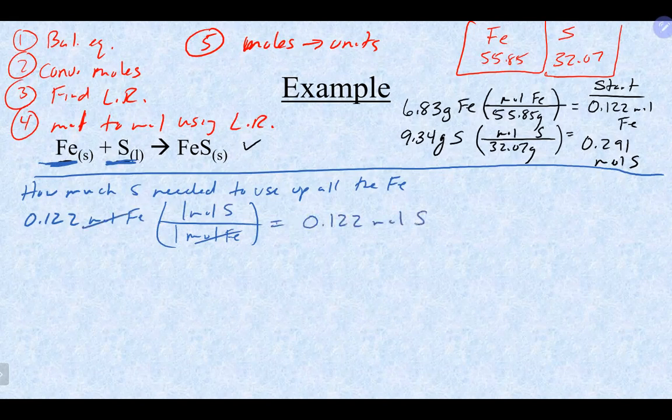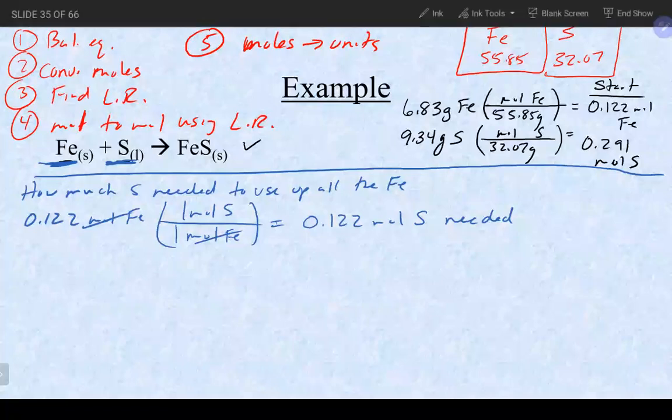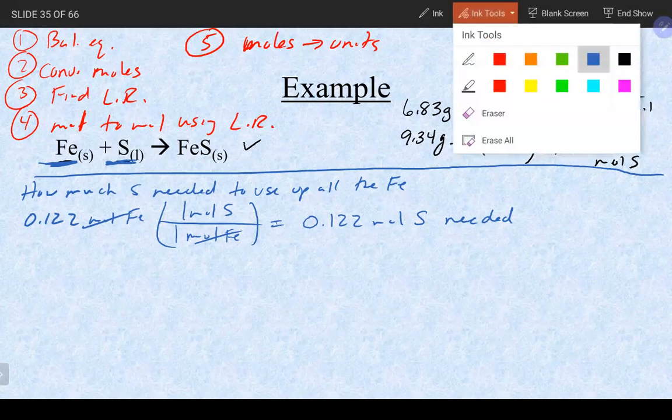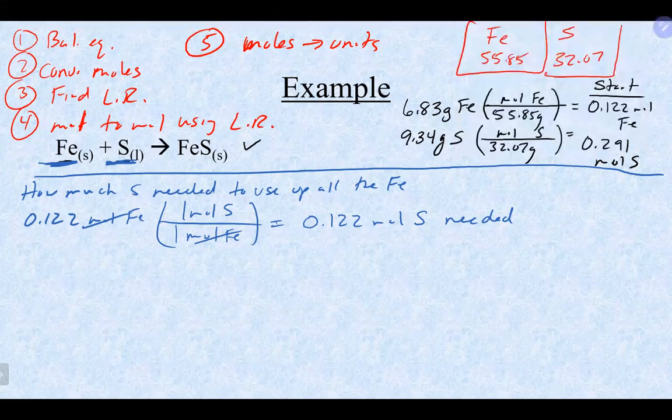0.122 moles of sulfur is needed in this case. First off, any question on that calculation there? So now we want to really use the calculation to help us decide. What we just figured out is if I want to use up all the iron, I would need to put in there 0.122 moles of sulfur.